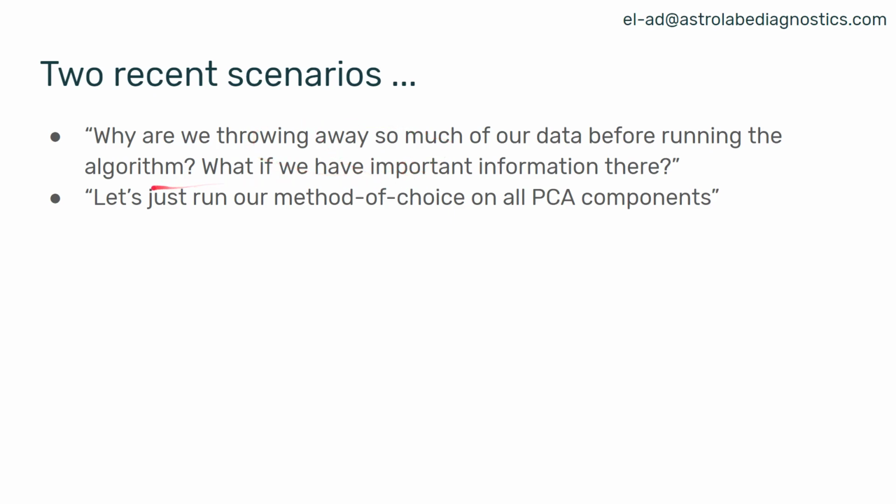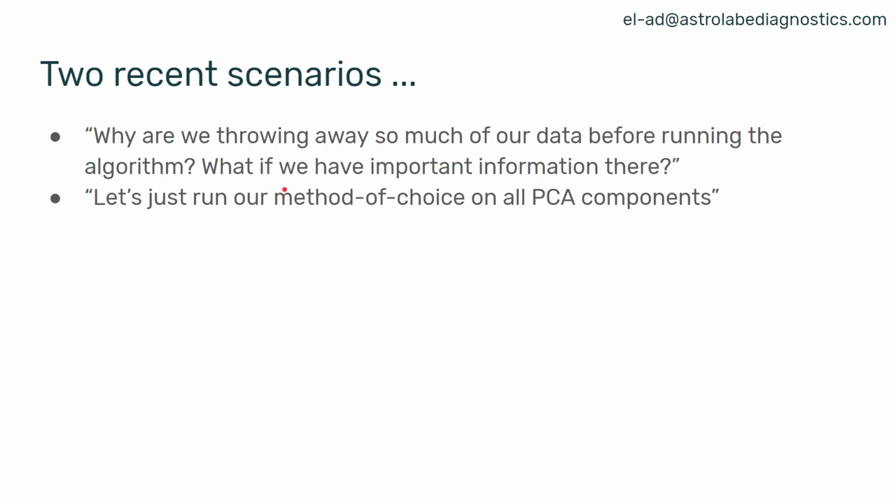And the second comment I encountered, which I found a bit confusing, is let's just run our method of choice on all of the PCA components. So we take the data, we run PCA, and then we run the algorithm on all of these components. And yeah, so these are the two scenarios I encountered.